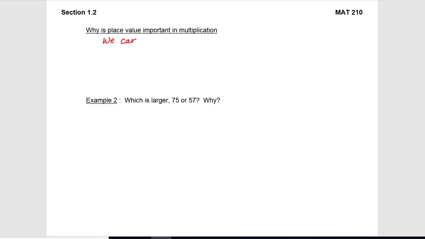We can multiply any number by 10 by appending a 0.